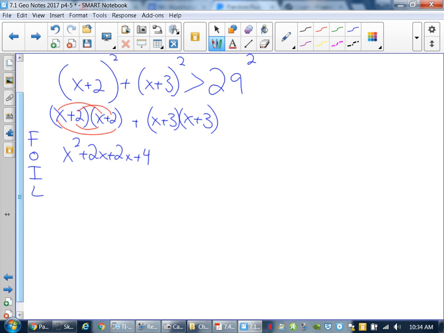All right with that? I do it again. First, outside, inside, last. X squared, 3x, 3x, and 9. Now, is everybody okay that eventually I'm going to have to subtract over that 29 squared? So I'm just going to write down minus 29 squared greater than 0.